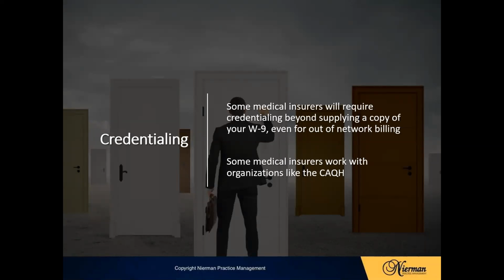Some insurers will have specific forms that they have generated that you can sometimes find on their website, or you can request a copy to be faxed or emailed over to you. And then some of them will actually work with organizations like the CAQH, which is a database that you can enroll with that houses credentialing information. So if your practice has not yet explored CAQH, I'd jump onto caqh.org and start exploring.